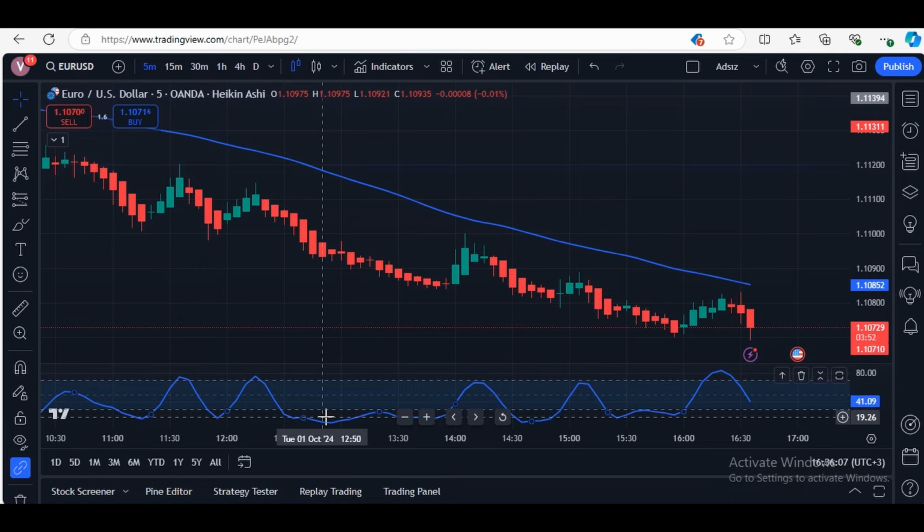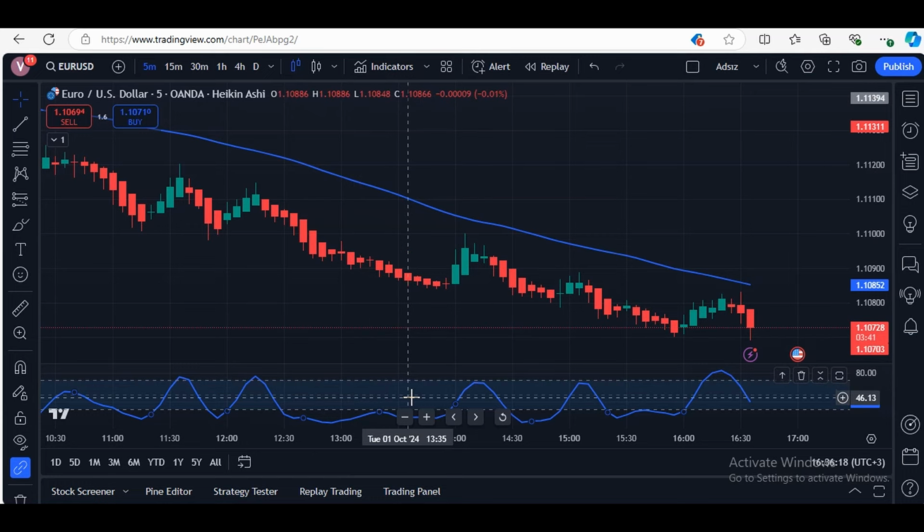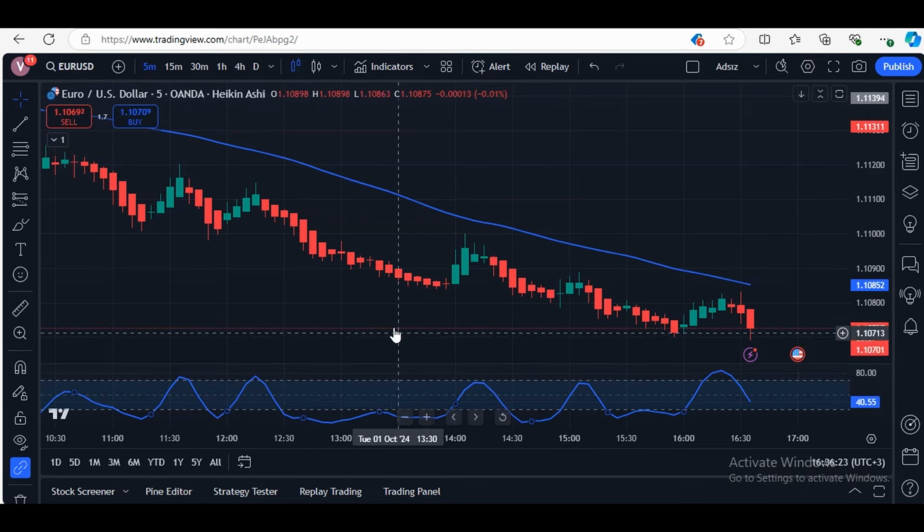What should we think here? Of course, sell. Let's look at how to enter the position by understanding our strategy. After we realize that the trend is downwards, we will wait for a pullback. This is where the pullback takes place.